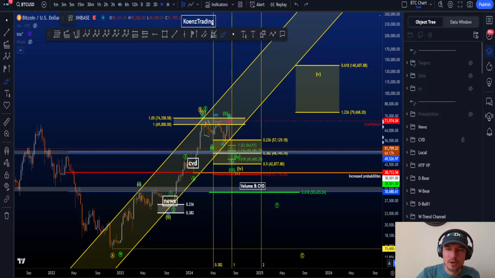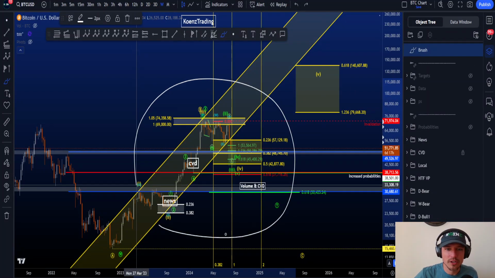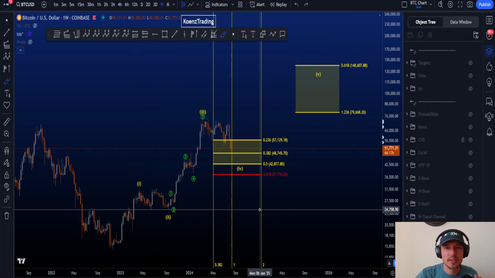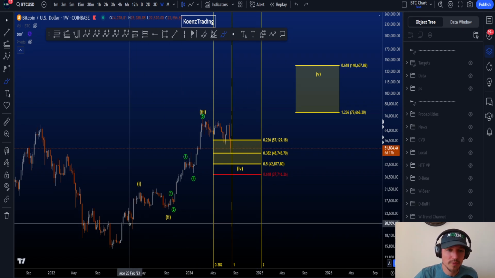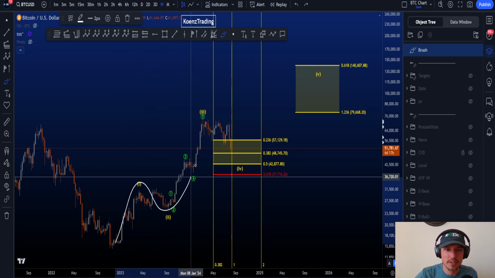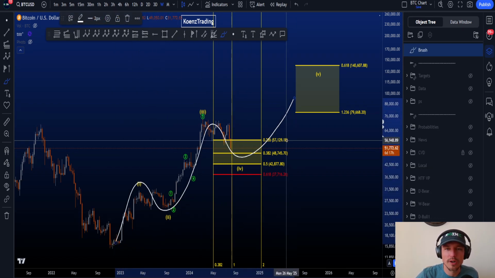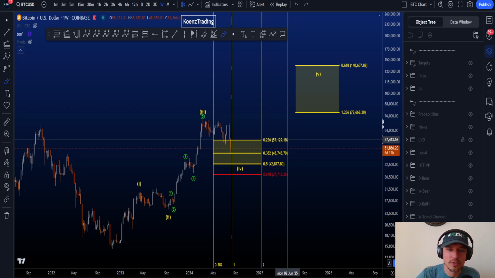Hi everyone, let's go over my bullish and bearish Elliott wave scenarios of Bitcoin, starting with the bullish scenario on the weekly time frame, where we're looking for an impulse to the upside, 1, 2, 3, 4, and then a final wave 5 to the upside.